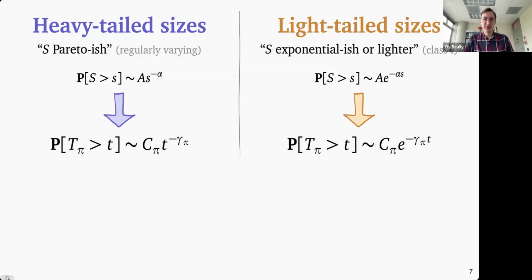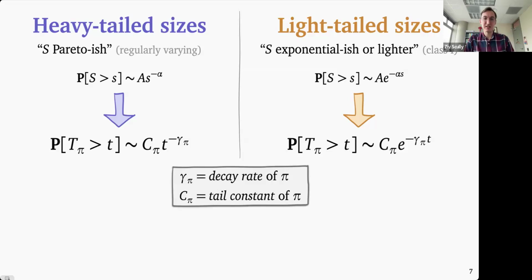And so the parameters here: in each of these expressions, we've got a leading constant C, which I'll call the tail constant, and we have some exponent gamma, which I'll call the decay rate. That term is more common in the light-tailed setting, but just to use the same word, I'll say decay rate for heavy-tailed as well. Okay, so we've got the decay rate and tail constant.